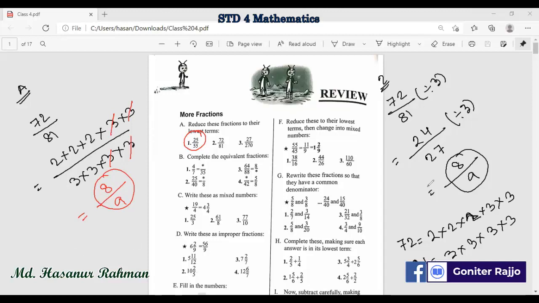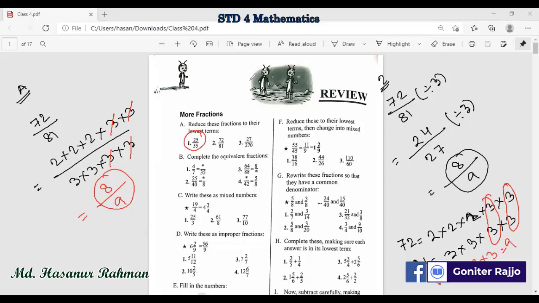Another way is, if we divide 72 and 81 both by their HCF, that means highest common factor, then we'll also get the answer. How? If we want to find the HCF of 72 and 81, what will we get? Listen, we have to find the common factor. So 3 is a common factor, this 3 is a common factor. So the HCF should be 3 times 3, that is 9.